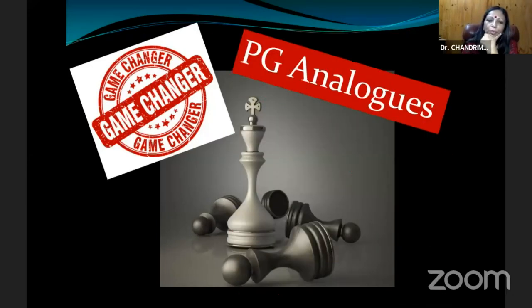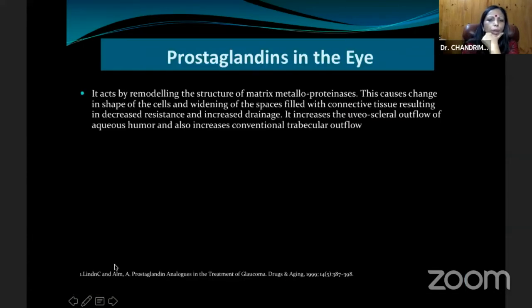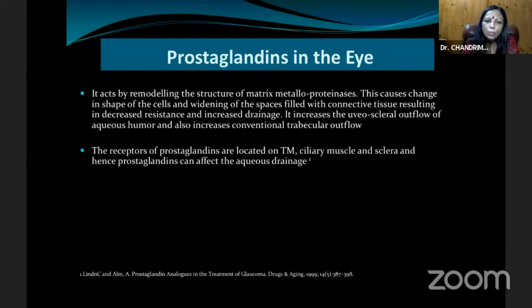in the glaucoma therapeutic timeline, none other than the PG analogues. And just to look at the glaucoma treatment landscape, latanoprost was invented as early as 1997. That was actually followed by bimatoprost, then travoprost, and finally tafluprost. Prostaglandin analogues in the eye act by remodeling the structure of matrix metalloproteinase. This causes change in shape of the cells and widening of the spaces filled with connective tissue, resulting in decreased resistance and increased drainage. It increases the uveoscleral flow of aqueous humor and also increases conventional trabecular outflow.